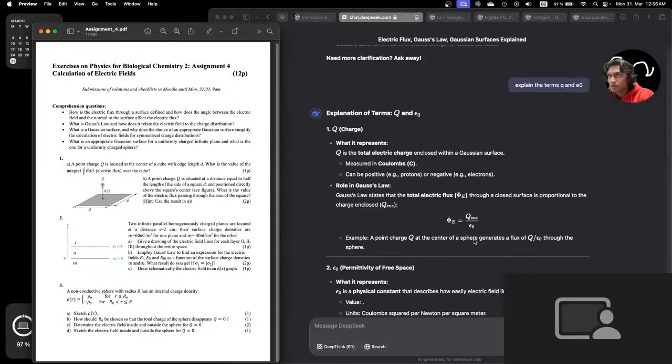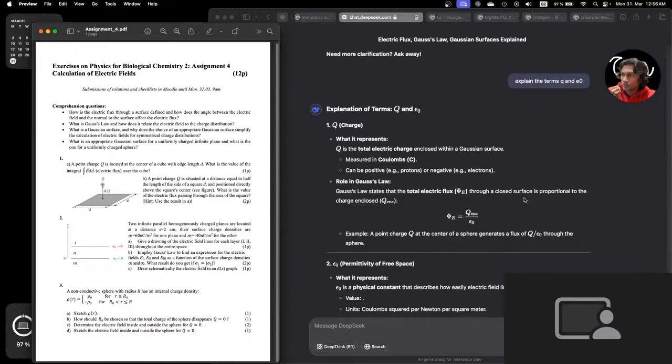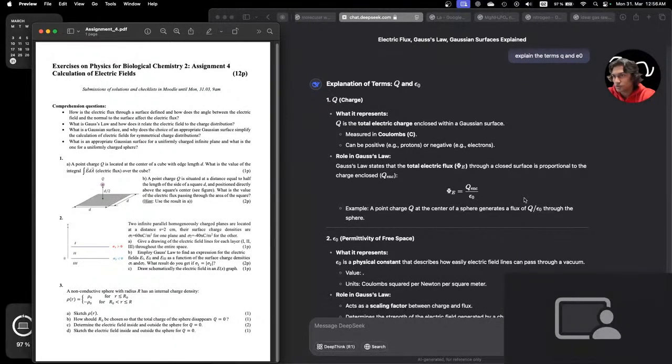So, what are Q and E0? Q is the charge. E0 is a physical constant, the permittivity of free space. Yeah, it is indeed.